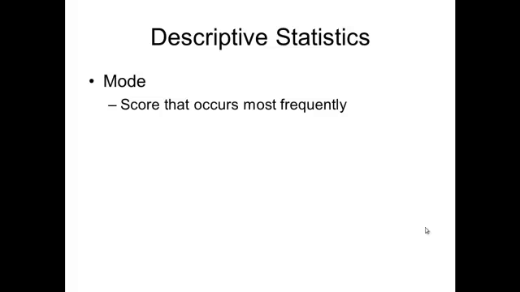The mode is last, and it is the score that occurs most frequently. We already talked about the bimodal distribution, which is a distribution that has more than one mode value. Remember that graph we saw just a minute ago that had two humps? It had two modes. To find the mode, you would look at your frequency table for the number that occurred the most often.